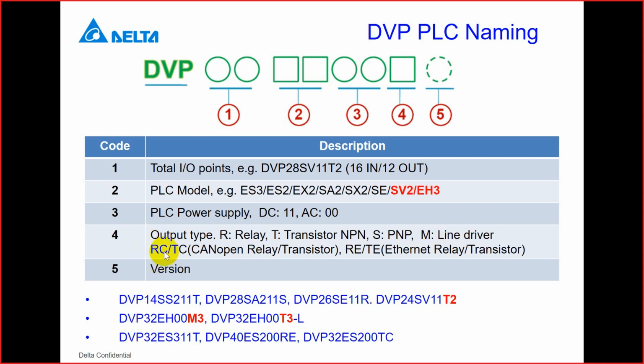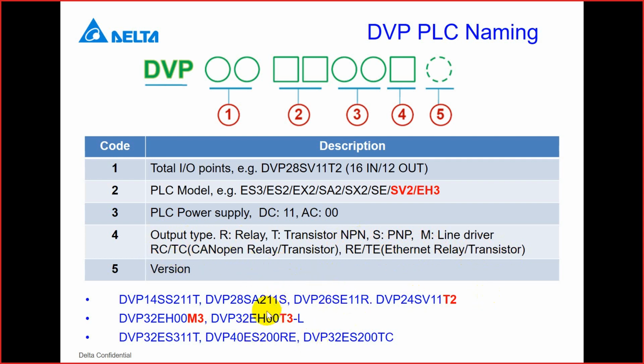And for the ES2 model only, we have the so-called RCTC. RC means it can work with relay and transistor. Then we also have the so-called RETE. ES2-RETE means we have Ethernet with relay or transistor. So this is the difference.